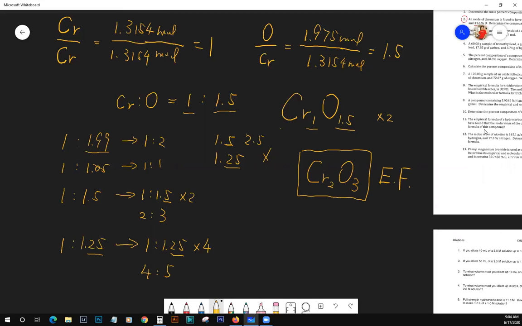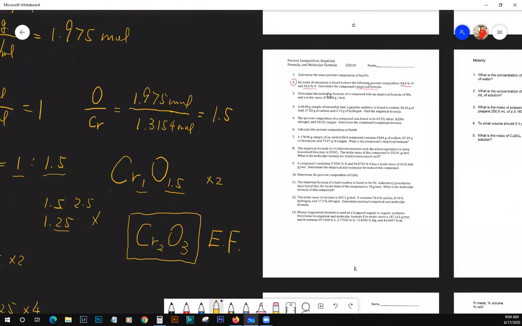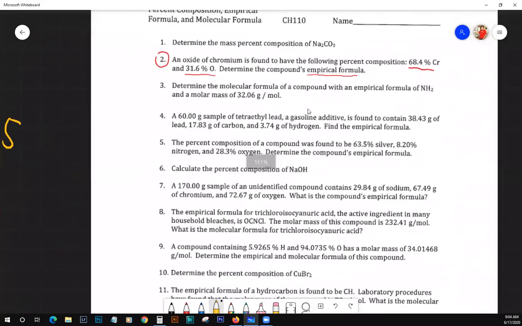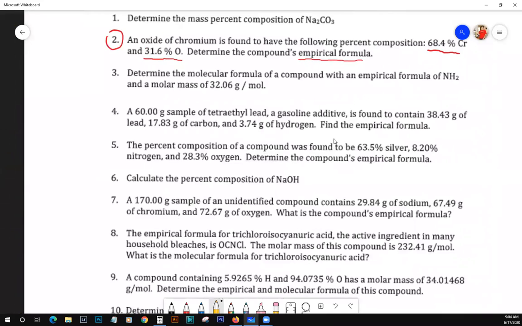If you're not familiar, let's do one more practice. Let's do number 4. Number 4 is not talking about the percentage, but generally it's the same. This is a mass. If we only know the percentage of the element, we convert the percentage to mass first. Here we have mass, so we can calculate directly from mass to mole.